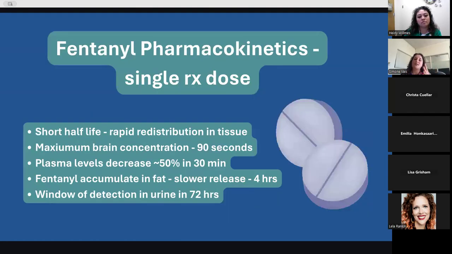And so I say all of this to say that until a couple of years ago, the beliefs that we had about fentanyl were that it had a short half-life, meaning you use it and it quickly redistributes in your tissues. Maximum brain concentration is reached in 90 seconds, and then it quickly decreases and it's out of your urine by 3 days. But all of those beliefs are based on studies done on a single pharmacologically administered, so administered in a hospital, dose of fentanyl, and they don't reflect what happens with your absorption, excretion, metabolism, and distribution when we're talking about chronic fentanyl use.